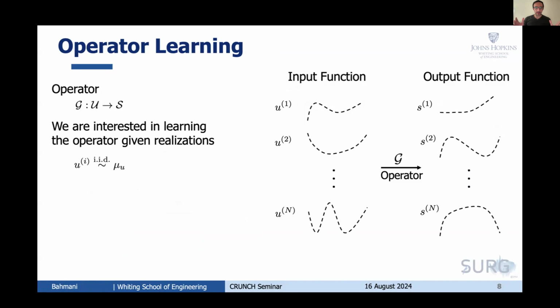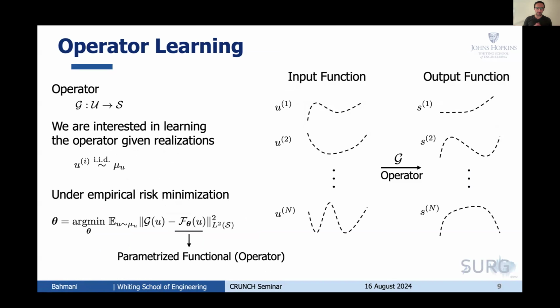An example of this type of problem is the Burgers' equation here, where one may be interested in mapping from the initial condition, which is u(x) defined on the 1D domain, to directly get the space-time solution, which is two-dimensional in space-time, as the output functional space. In that setup, we assume we have some realizations of these u-s pairs, which are sampled from some probability measure. And under empirical risk minimization, we are trying to recover or approximate the operator G by a parameterized functional, capital F with some parameters theta.